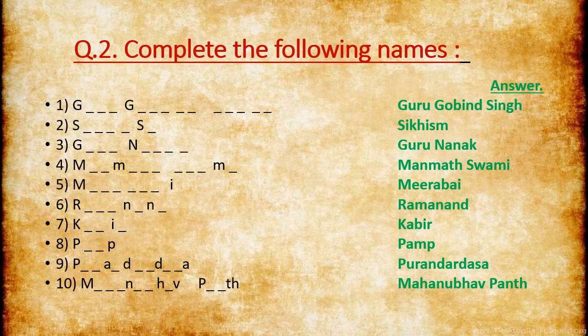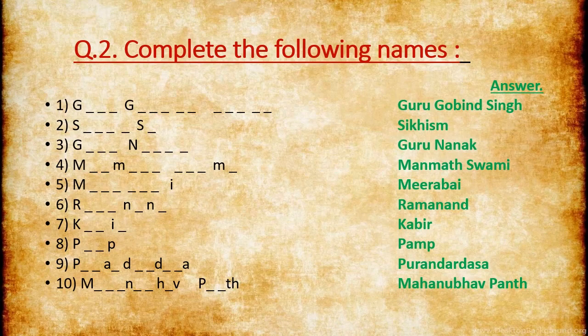Guru Gobind Singh. But some of them must be having a question in their mind: we can also write Guru Granth Sahib. And yes, the same dashes you are going to have for this name too. That is Guru Granth Sahib. So if you are going to write Guru Gobind Singh or Guru Granth Sahib, both will be correct.